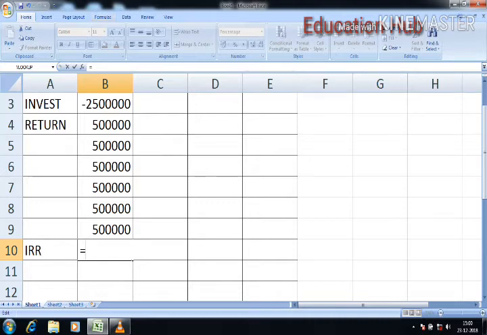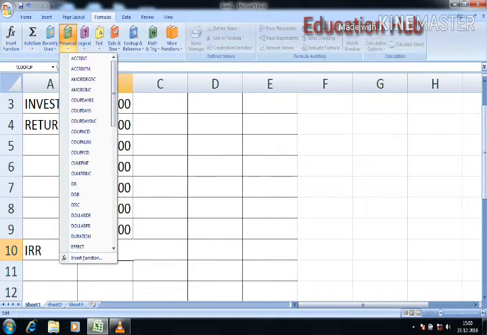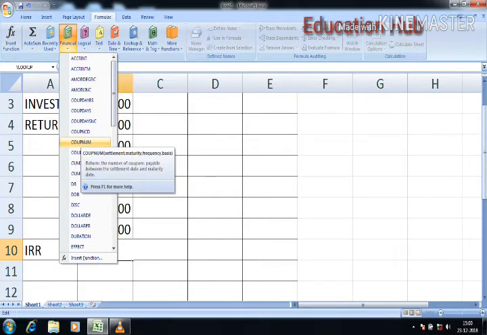Follow the screen, you will be able to see the formulas. Next, here under Financial, there are several types of formulas. I am selecting Financial, and from there I am selecting IRR.